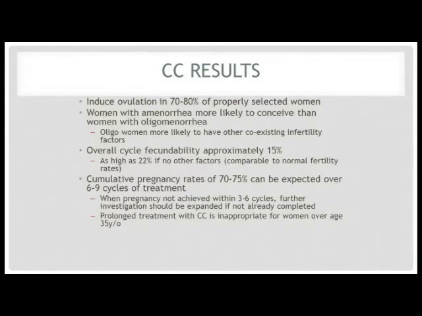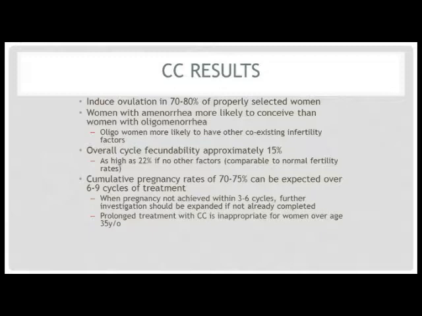It induces ovulation in 70 to 80%. People with amenorrhea, meaning they haven't had periods at all, are more likely to conceive than women who just have irregular menstrual cycles. Overall cycle fecundability is around 15%. So that's what I tell my patients. If we're going to do an oral medication like Clomid or letrozole and we're going to do IUI with it, I generally say the success rate is around 15%.